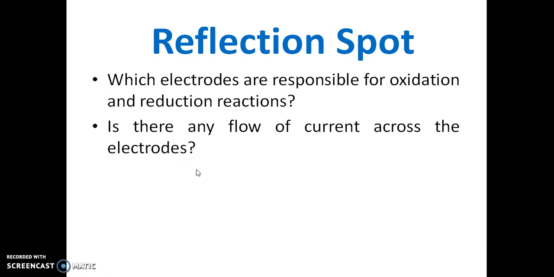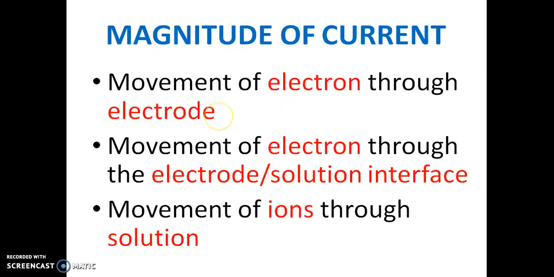Okay, upon redox process in the electrochemical cell, the anode is responsible for oxidation and cathode is responsible for reduction reactions. Upon this redox behavior, there is a flow of current across the two electrodes, which results in the flow of ions from one electrode to another electrode for oxidation and reduction reactions.